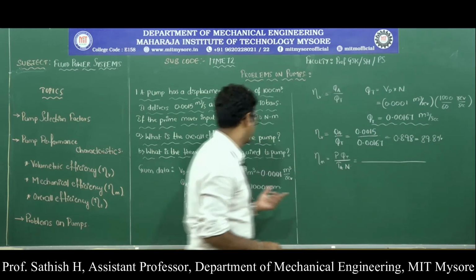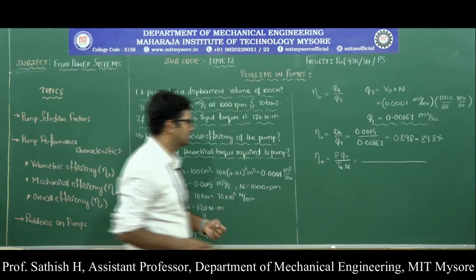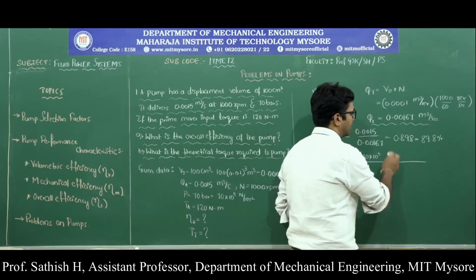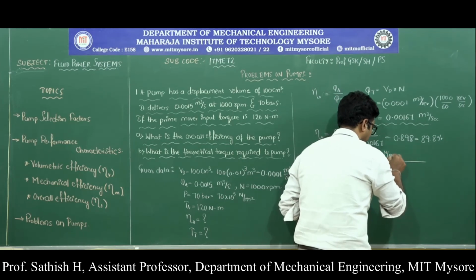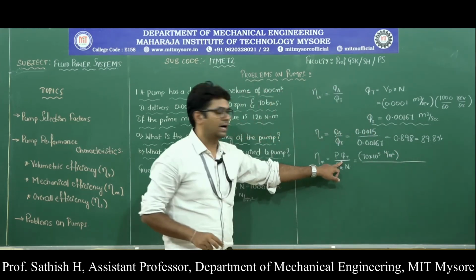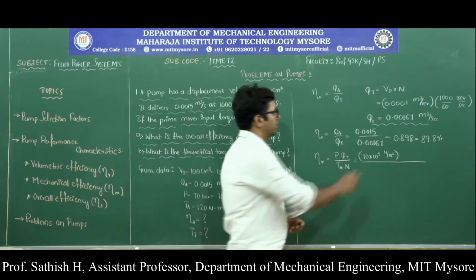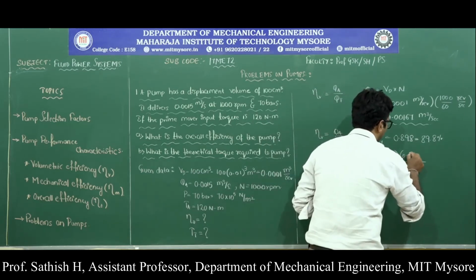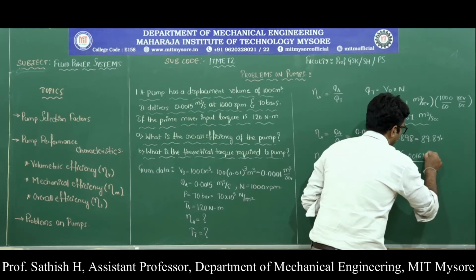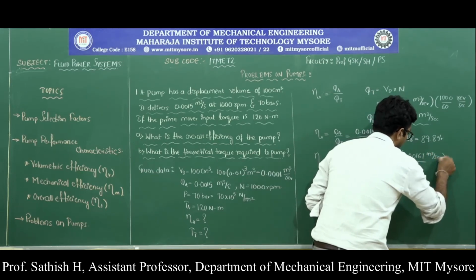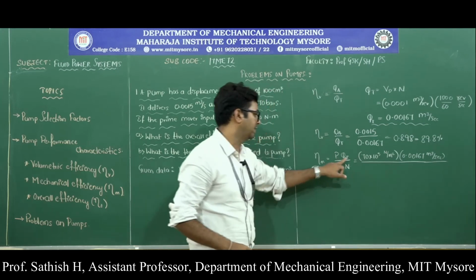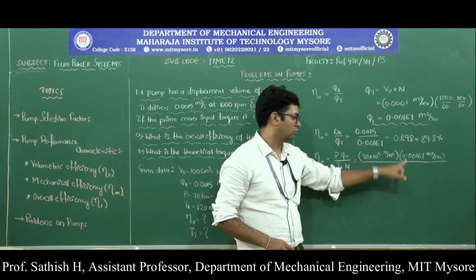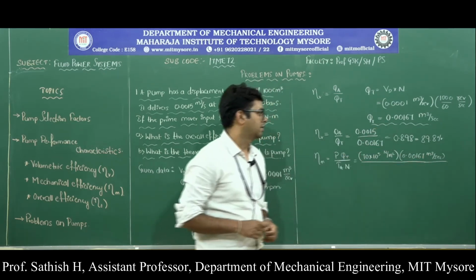So what is pressure? Pressure is 70 bars, that is 70 into 10 to the power of 5. I will write the units here for simplification, that is in newtons per meter square. And then what we have is QT, that is the theoretical flow rate. From the previous calculation, we have calculated the theoretical flow rate as 0.00167. What are its units? Meters cube per second. Okay, so the numerator is done, that is P into QT. P is the pressure, 70 into 10 to the power of 5, and QT is the theoretical flow rate, that is 0.00167 meter cube per second.